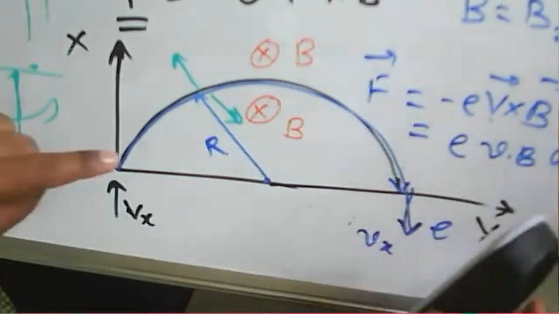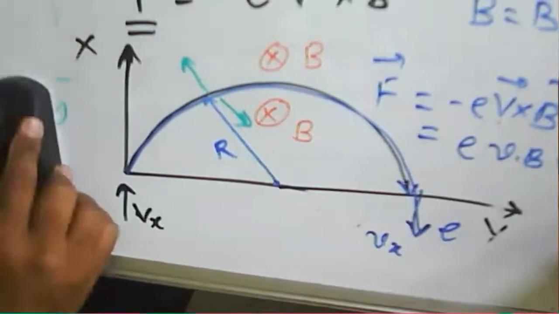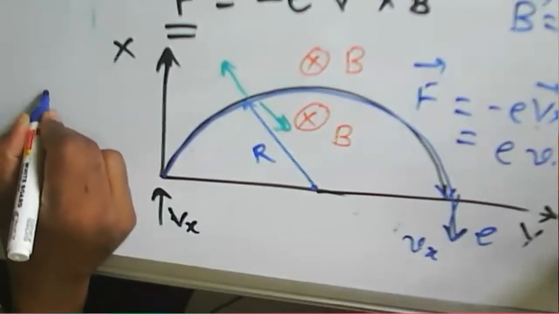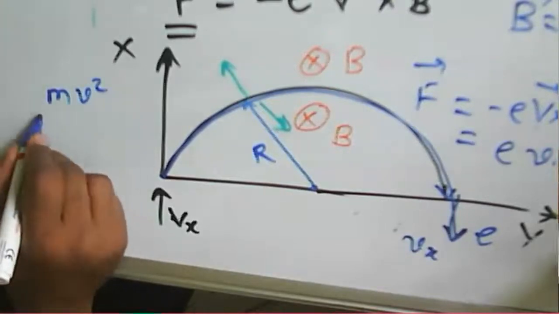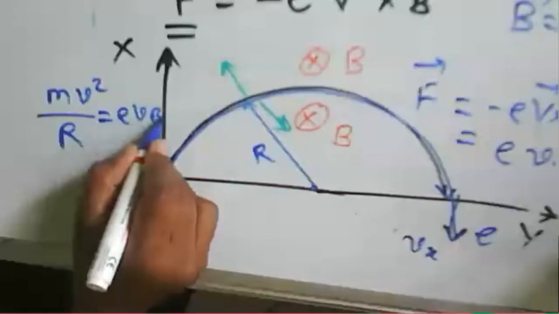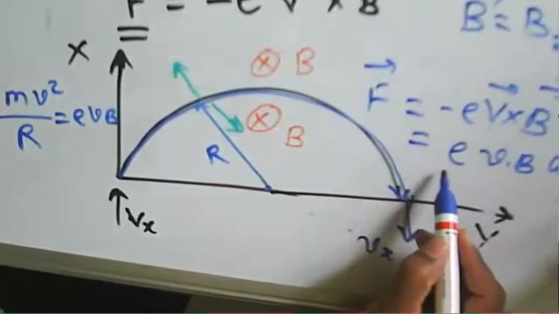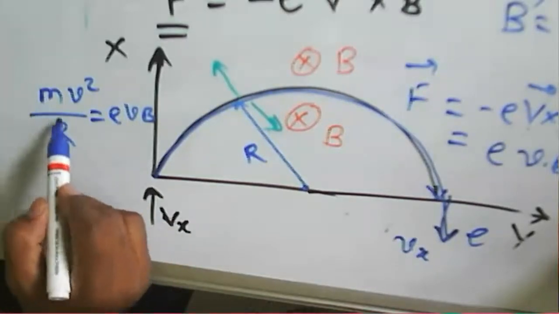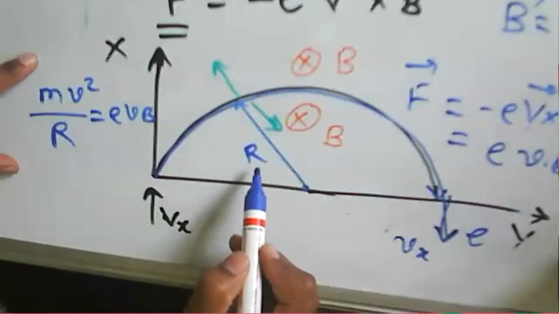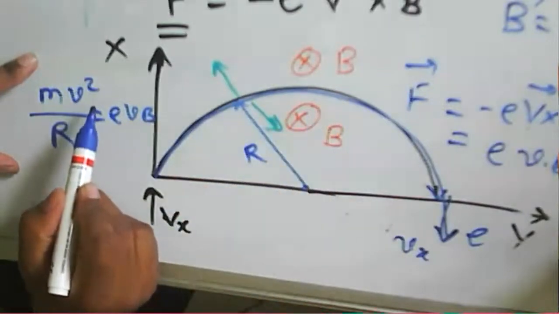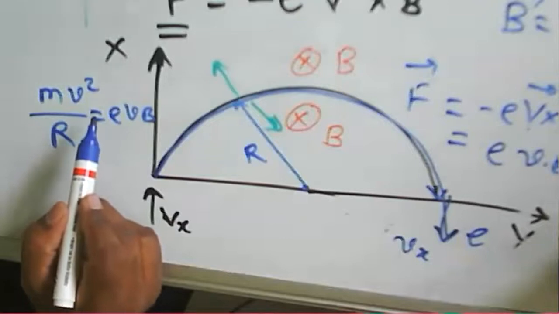So the centrifugal force experienced here we can write as mv square by r, that is the pulling force or centrifugal force, equal to evB. That is what we have written, evB. So this is the centrifugal force or pulling force, mv square by r. The r is the radius of the path in which the electron is moving, and v is the velocity of the electron.